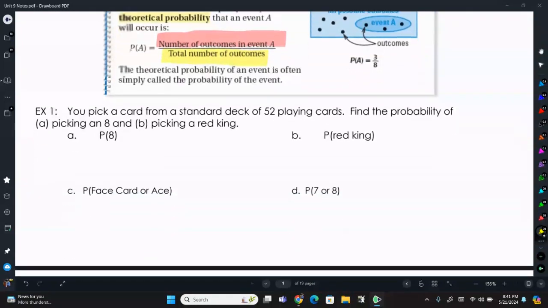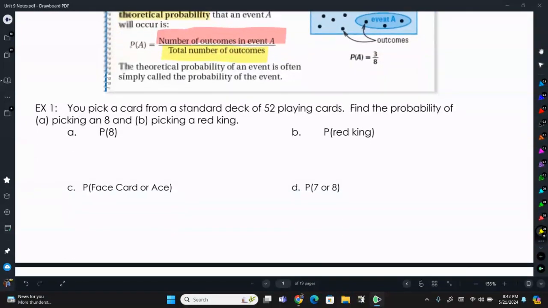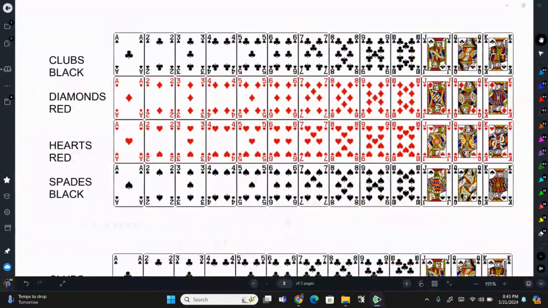So example 1 says you pick a card from a standard deck of 52 playing cards. Find the probability of these events: probability of picking an 8, a red king, a face card or an ace, a 7, or an 8. So to help us with that, I'm going to show us the cards. So here we have a standard deck of 52 cards, and for the probability of picking an 8, we have to see how many 8s we have.